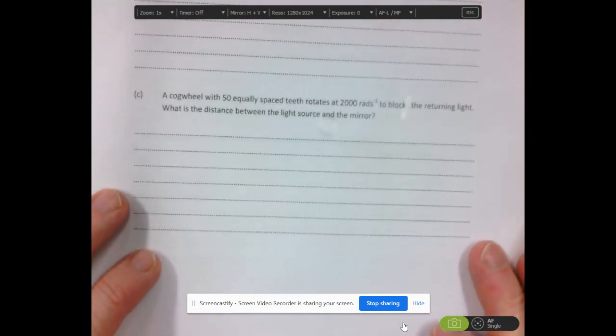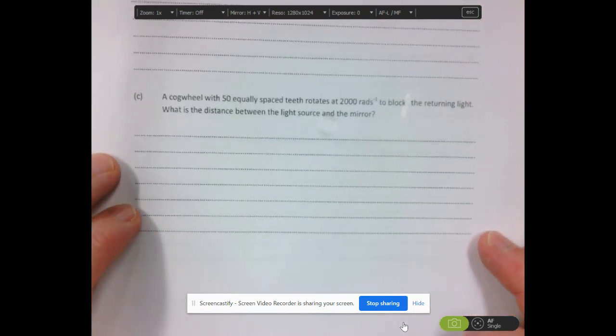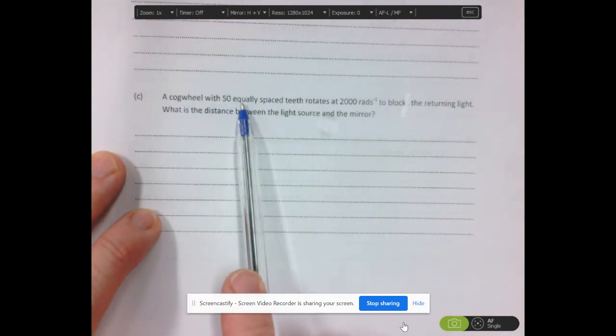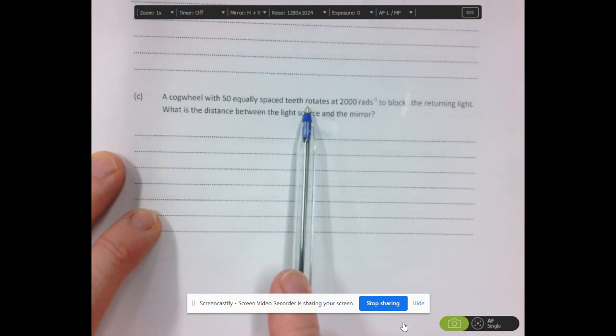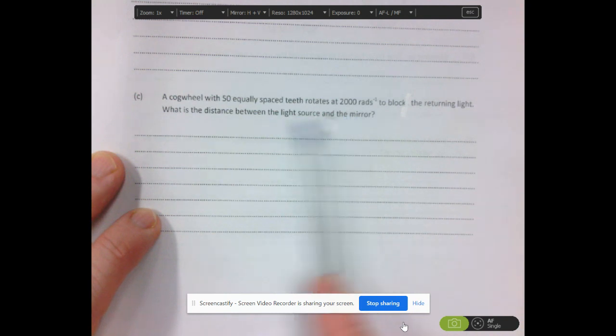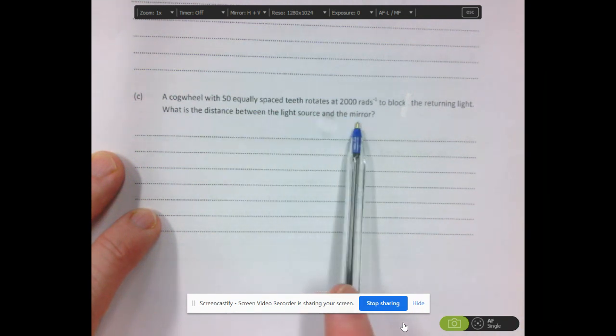C asks us to reverse engineer all the questions from before, but this time we're going to find the distance. So the cogwheel has 50 equally spaced teeth, so we know that means 100 positions on the cogwheel. The minimum rotational value to block light would be 2,000 radians per second. And we've got to calculate the distance that the light is from the mirror.